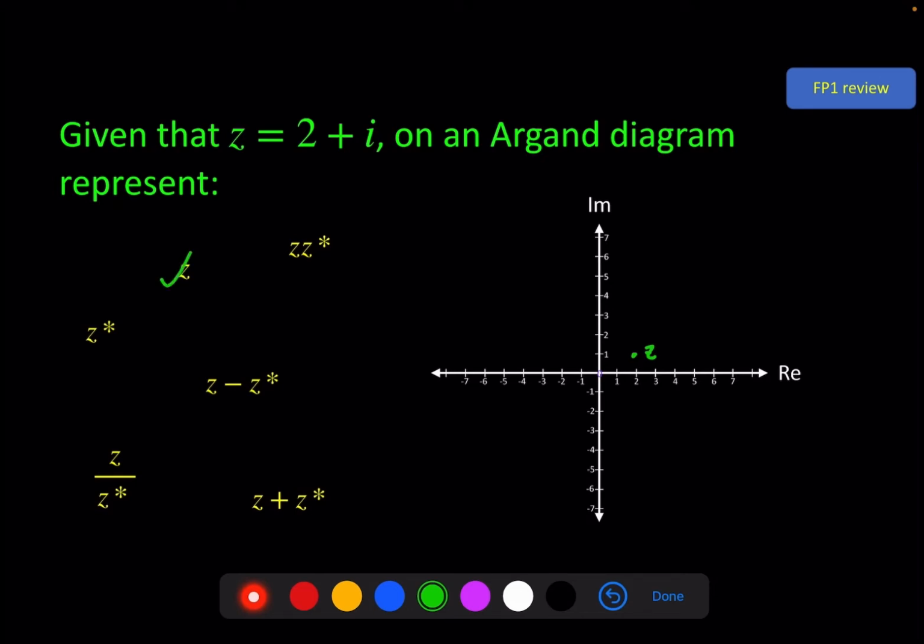The next easiest, perhaps, is z star, the complex conjugate of z, 2 minus i. z plus z star, z plus its own conjugate, so we have 2 plus i plus 2 minus i gives us a real number, 2 times a, in this case 4, here. Next, z minus z star, which equals 2i, an imaginary number.